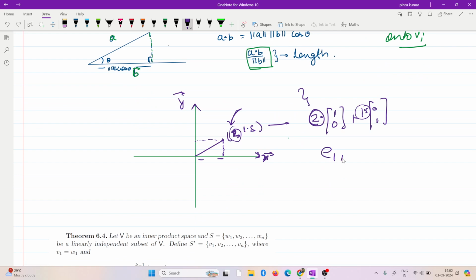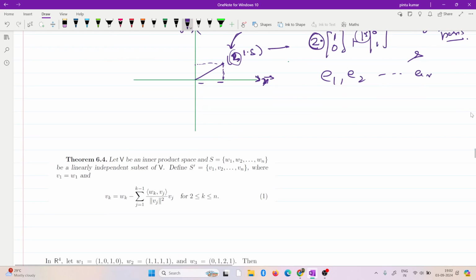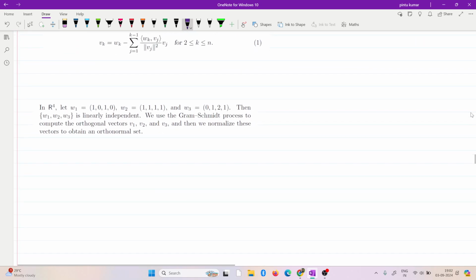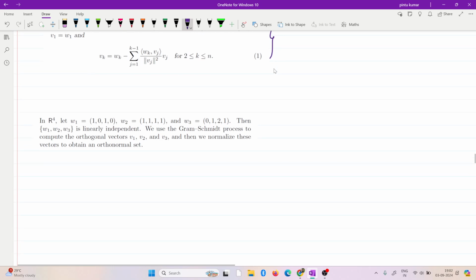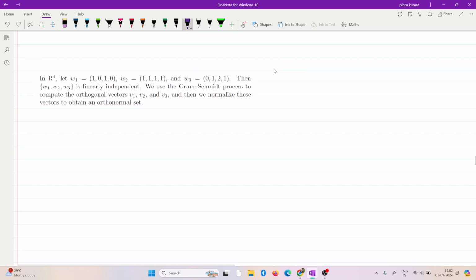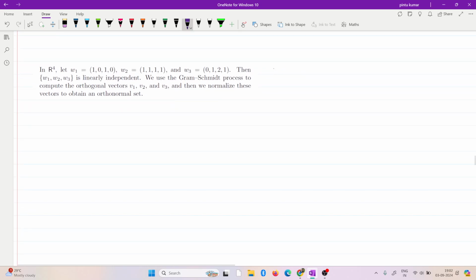So the standard basis that you have, e1, e2, ..., en, these are your orthonormal basis. Now this is a theorem that is given. More than a theorem, this is an algorithm for how you can convert any given set of vectors into an orthogonal basis. But I'll just solve an example to help you understand how you can do it.